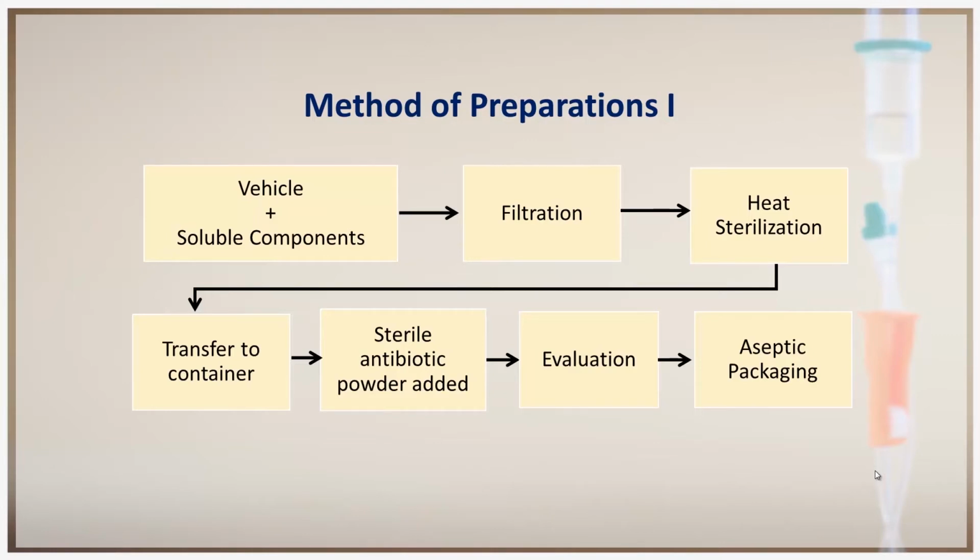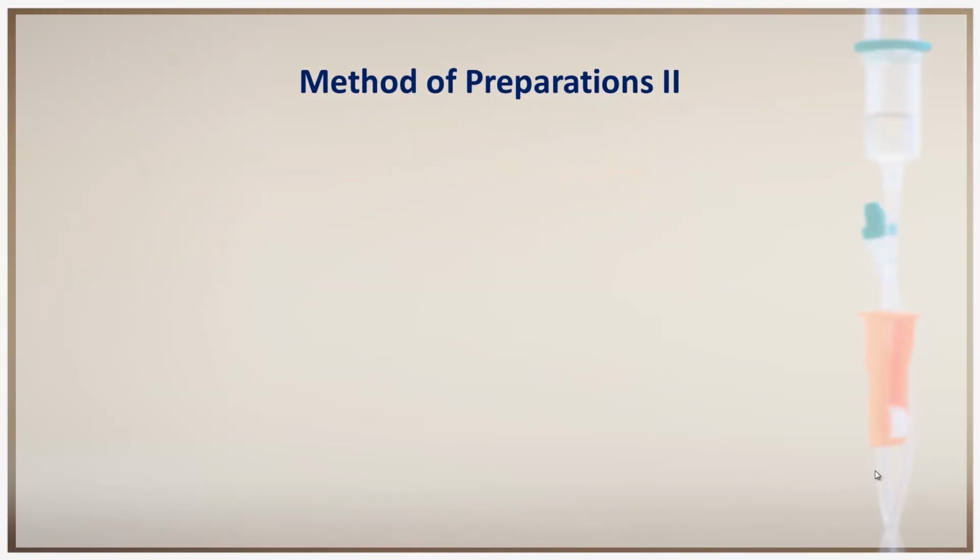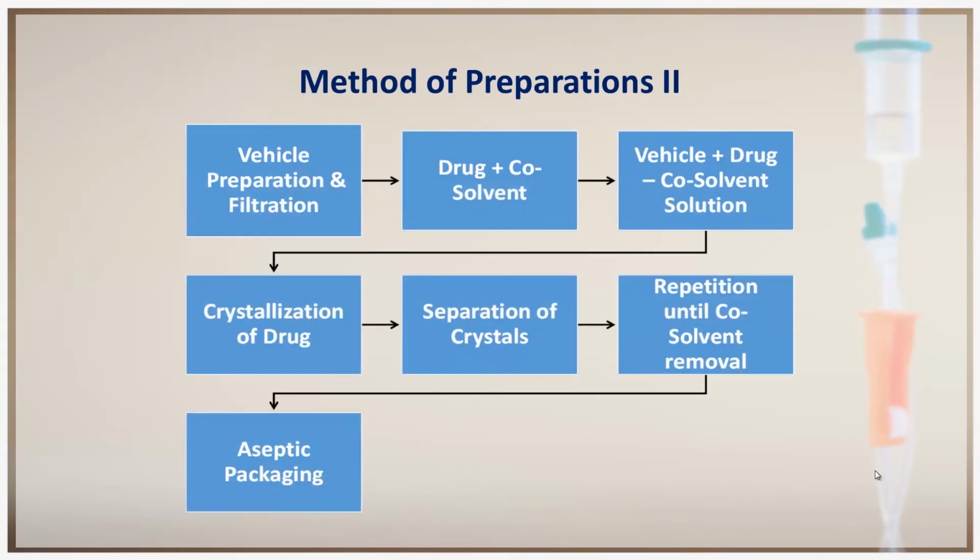So, this is the first method for preparation of parenteral suspension. In the second method of preparation, for example, preparation of testosterone suspension, the vehicle is prepared and sterile filtered. The testosterone is dissolved separately in acetone and sterile filtered. Acetone is used as a co-solvent. The testosterone acetone solution is aseptically added to the sterile vehicle, causing testosterone to crystallize.